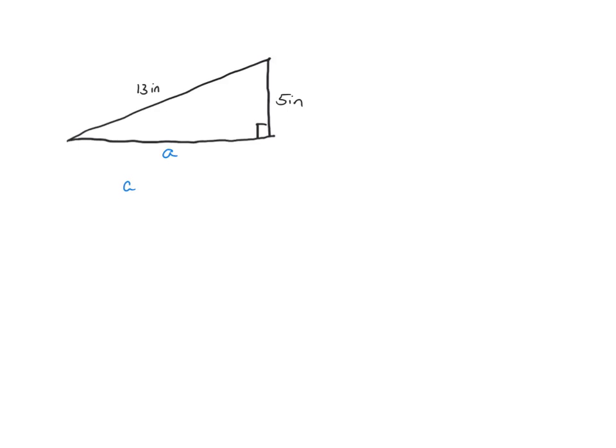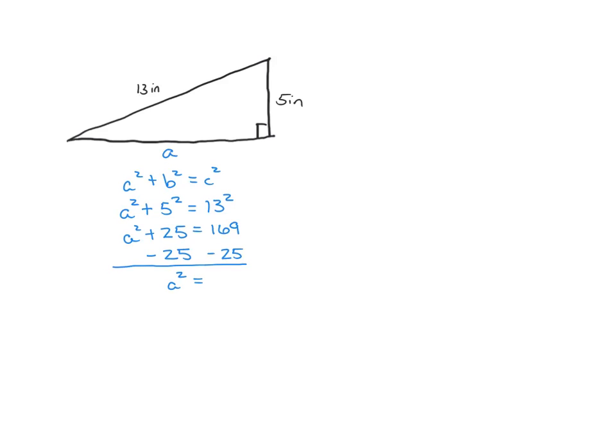So if we plug into our formula, we get a squared plus 5 squared equals 13 squared. All right, if we simplify, we get a squared plus 25 equals 13 squared, which is 169. I want to isolate my variable, so I want to subtract 25 from both sides. And now we get a squared equals 144.